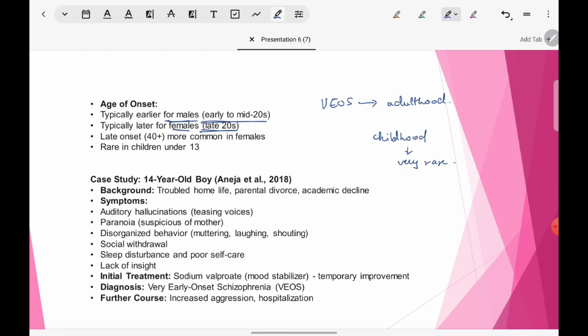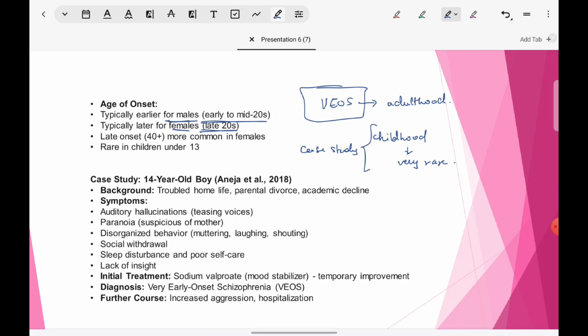But if this is happening, it makes for an interesting case study. As we know, we use the research method of case study when we come across rare cases. Like last year, we have seen a study of a rare type of phobia called button phobia. So that is why Aneja et al., these researchers, came across a boy only 14 years old who was showing symptoms of schizophrenia and was eventually diagnosed as having the disorder. They understood that this is a case of VEOS and they decided to study it in detail.